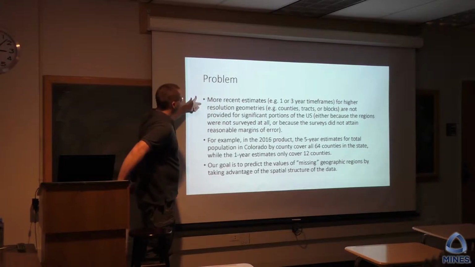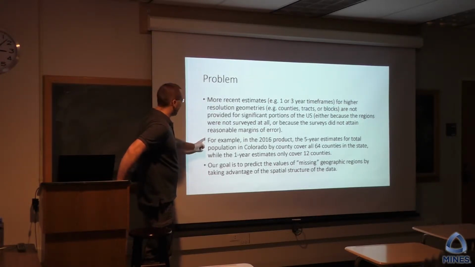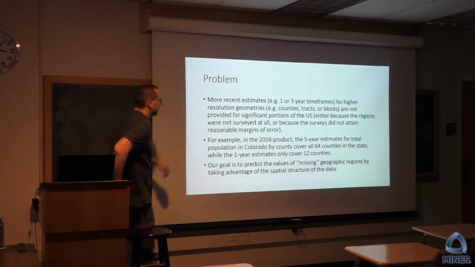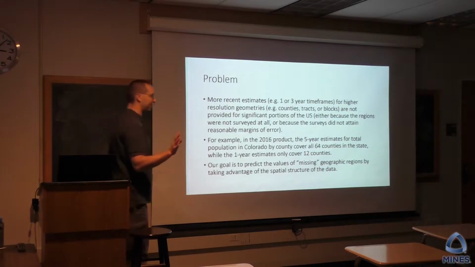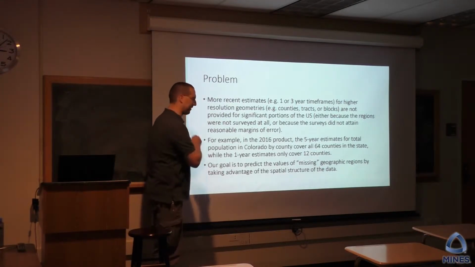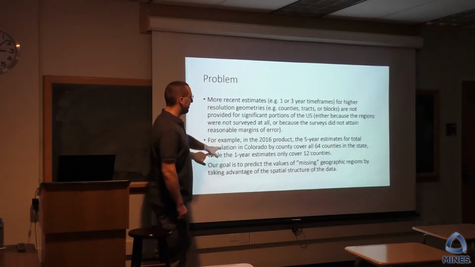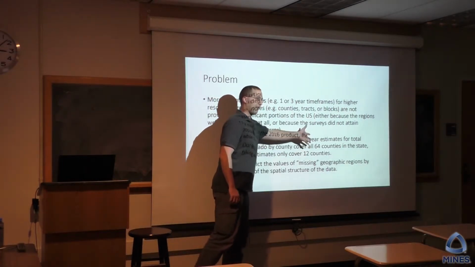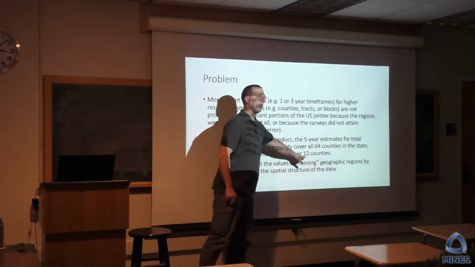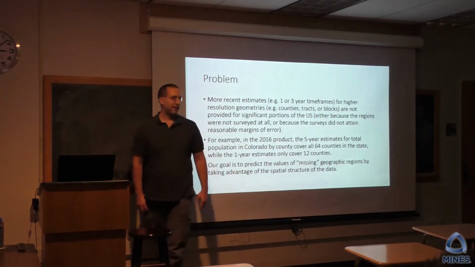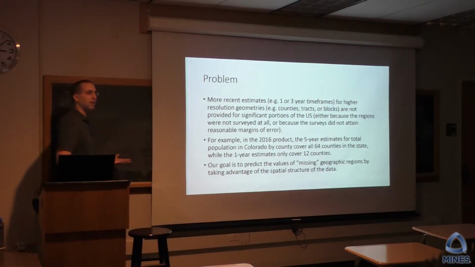Yeah, problem, right? So basically, on the short term, you don't have as many as you'd like. The example here is a 2016 product that was released, 5-year estimates just for total population, a pretty simple thing to measure, relative to some of the other things they measured. In Colorado by county, all 64 counties in the state have an estimate. But when you go down to the 1-year measure, you only have 12 counties covered. So you're talking about less than a quarter of the counties available all of a sudden.